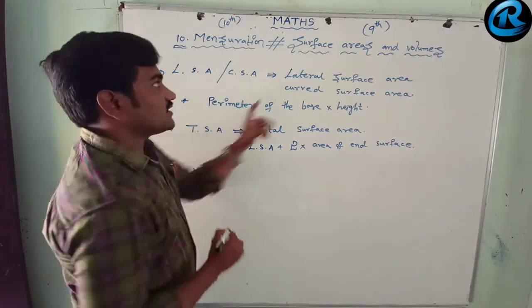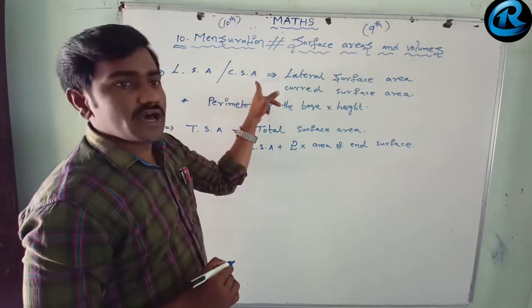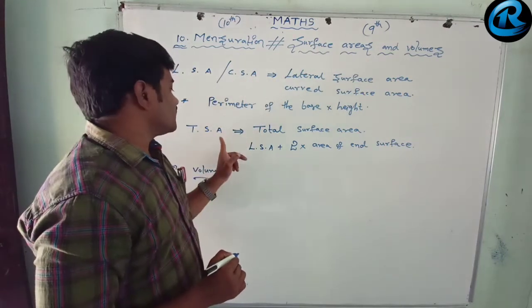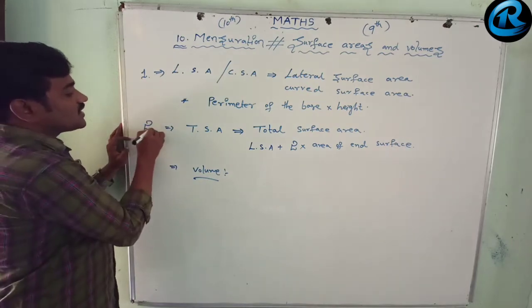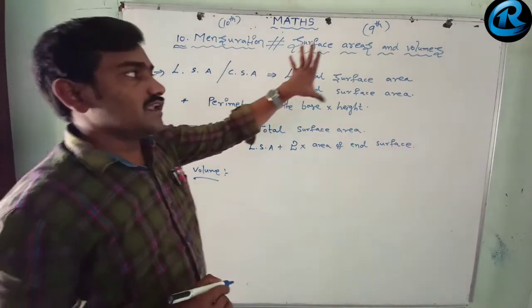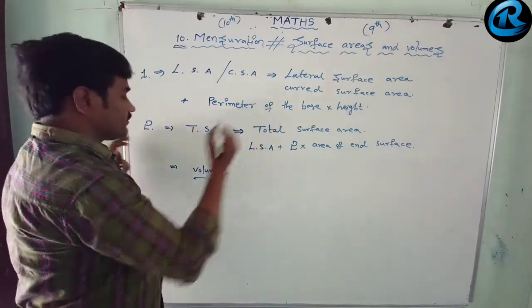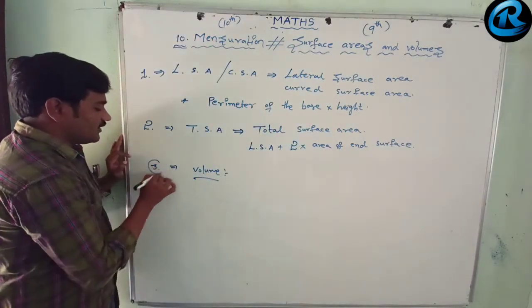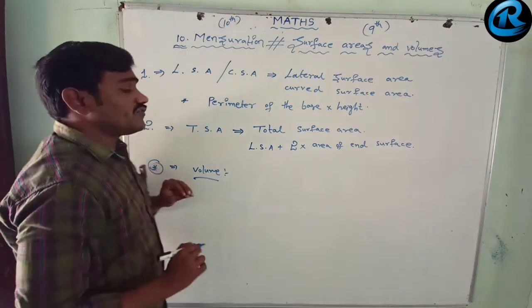value. Here surface area is classified into two types. One is lateral surface area or curved surface area. The second one is total surface area. Yes, surface areas will be of two types, lateral surface area and total surface area. Then the third one is the value we need to go for. How to find out the value?